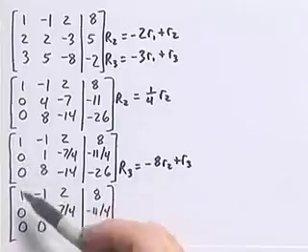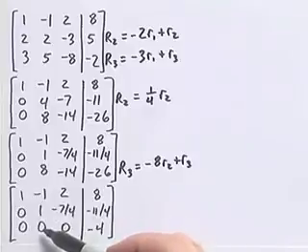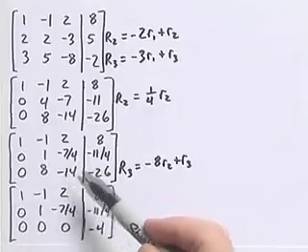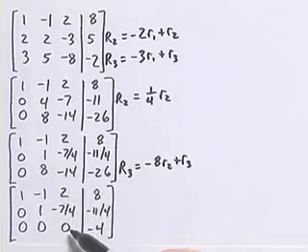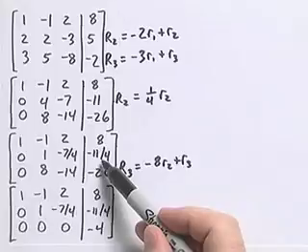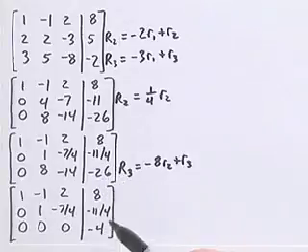Negative 8 times 0 plus 0 is equal to 0. Negative 8 times 1 plus 8 is equal to 0. Negative 8 times negative 7/4 plus negative 14 gives us 0. Negative 8 times negative 11/4 plus negative 26 is negative 4.